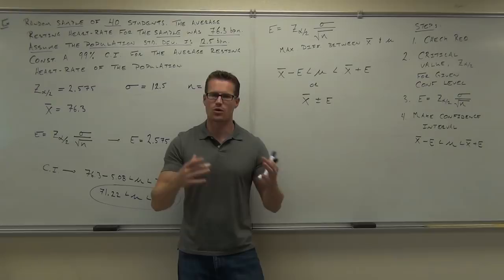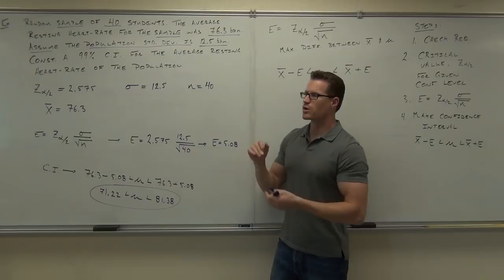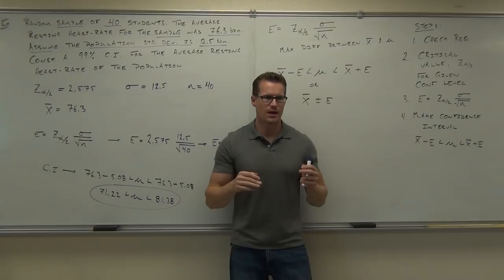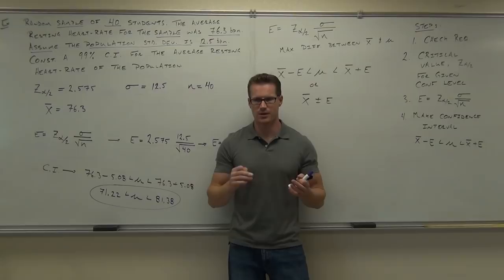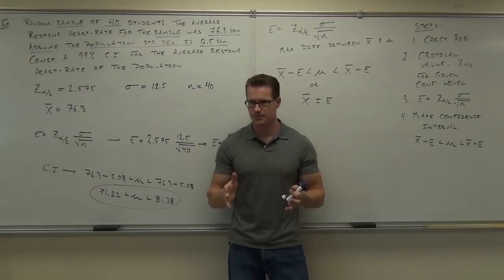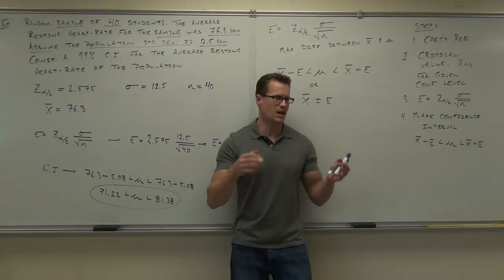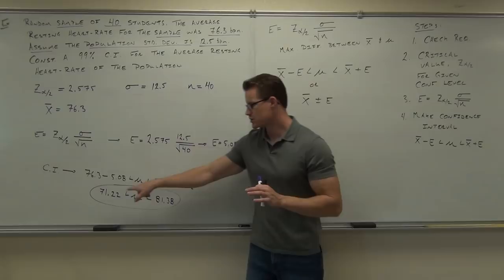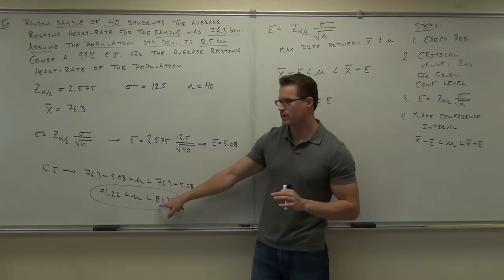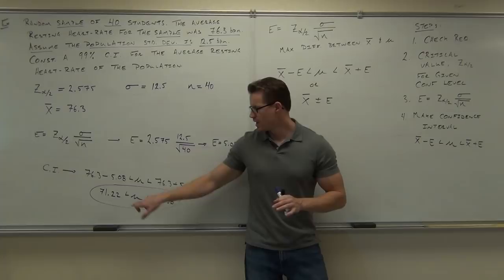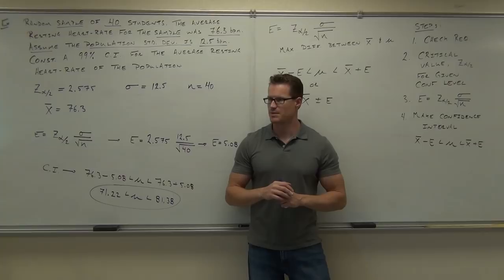How confident are we? So our interpretation is this, if you want to write this down again, in quotations. I don't know what the exact value of the population mean is. But I am 99% sure, or 99% confident, I'm 99% sure it will fall in this range, between 71.2 beats per minute and 81.4 beats per minute. I don't know what the actual value is, but I'm 99% sure it's going to be between 71 and 81, basically. Does that make sense to you? How many people feel pretty good about this so far? Good deal.